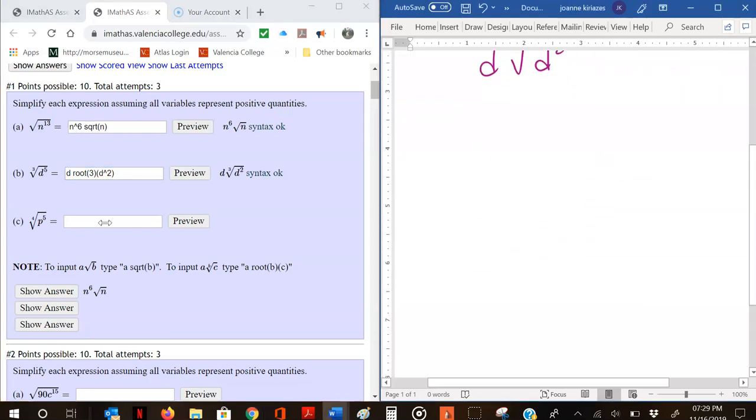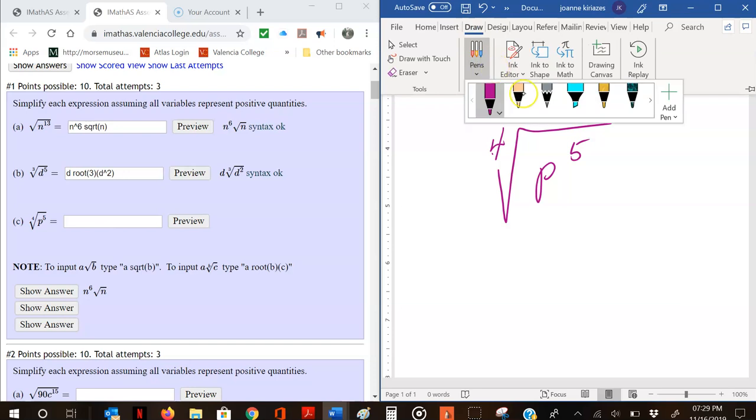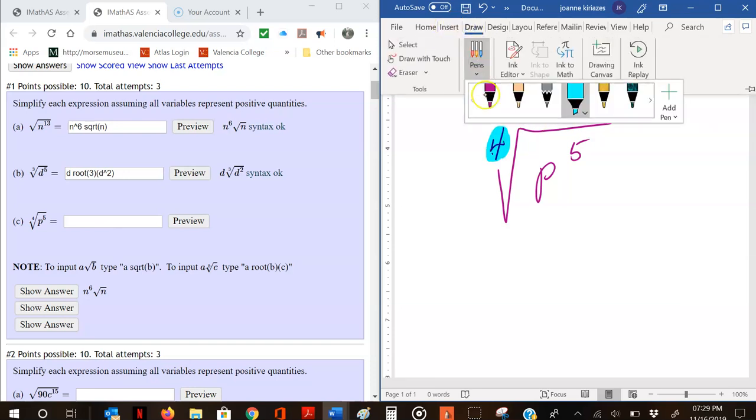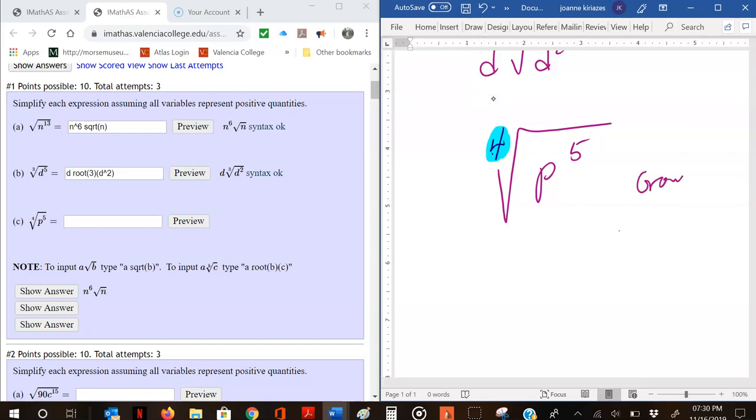The next one says it's the 4th root of p to the 5th power. Notice the index, it's going to be 4. So we're going to look for groups of 4 of a kind, of the same number or variable. So this is p times p times p times p times p. I'm looking for groups of 4. I circle it.